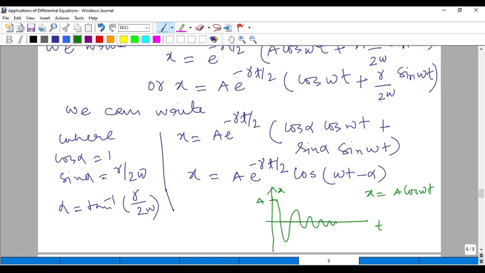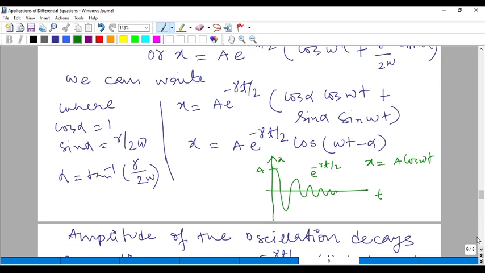The graphical representation of this equation is shown here, and you see the amplitude is not constant here. For a damped harmonic oscillator, the amplitude decays with respect to the term e to the minus gamma t by 2. There is also the oscillation, but the oscillation decays with respect to this exponential term. So for a simple harmonic motion, there is an oscillation with time and the amplitude is constant. But for an underdamped harmonic oscillator, the oscillation decays exponentially.